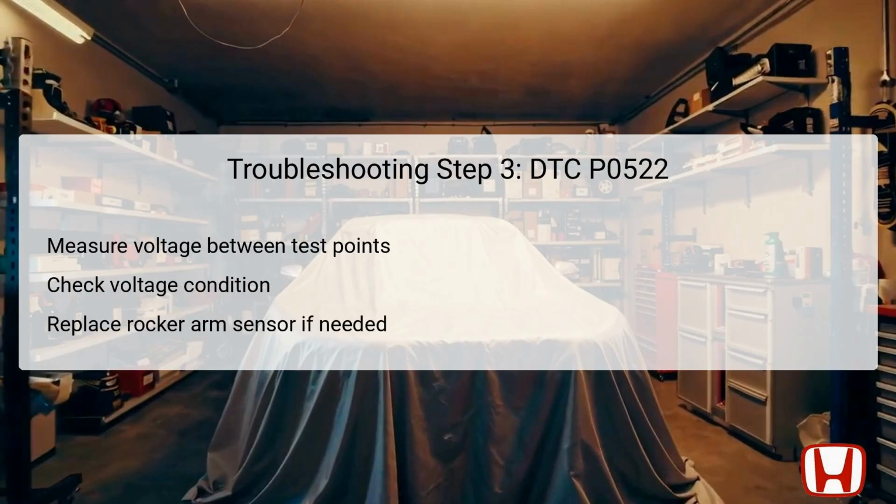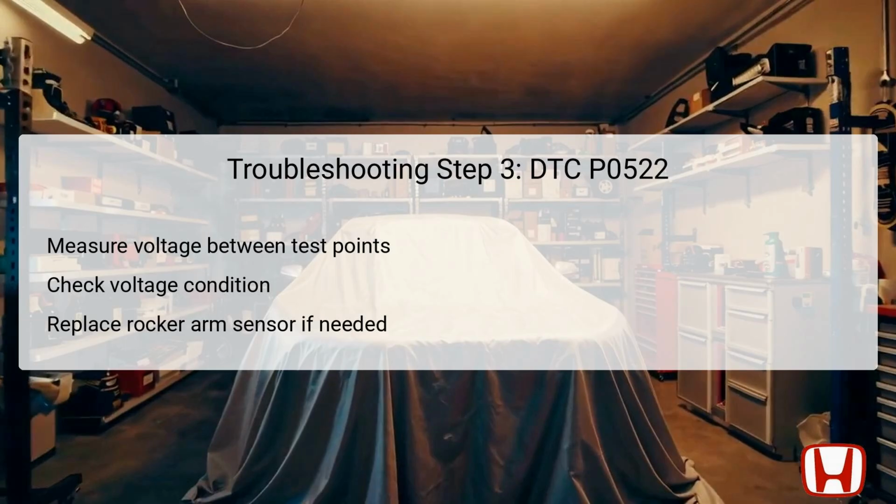For the third step in troubleshooting DTC P0522, you will measure the voltage between specific test points in the disconnected state of the rocker arm oil pressure sensor's 3P connector. Ensure the vehicle is in on mode for accurate readings. At this point, you will measure the voltage between pins 1 and 3 of the sensor connector to confirm whether there is approximately 5.0 volts present. This is a critical check that ensures the sensor is receiving adequate voltage.